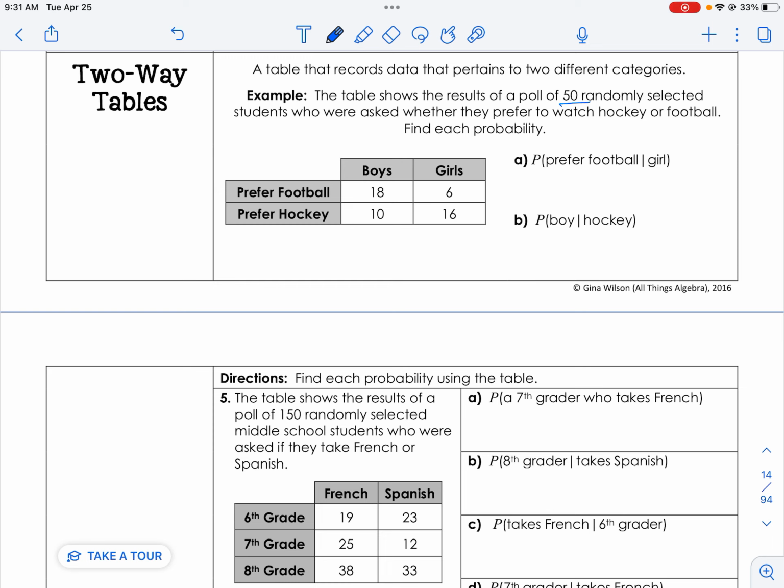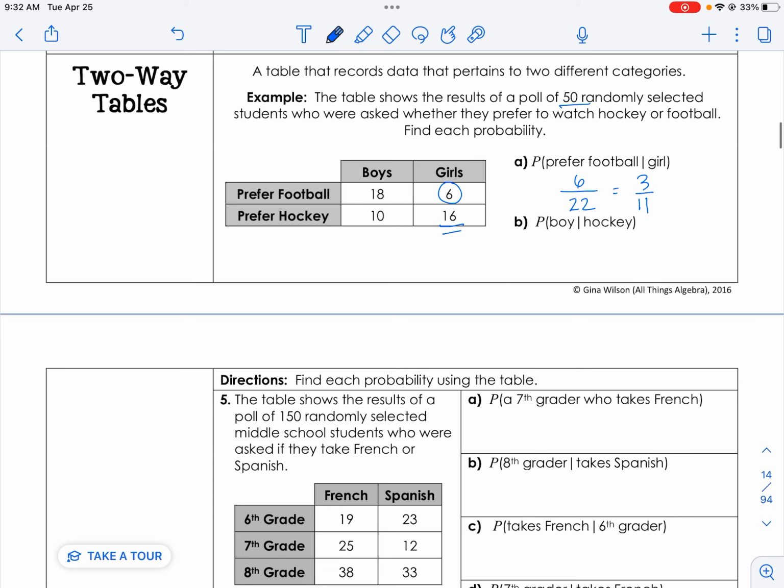So that would look like the probability that she prefers football and is a girl would be 6. So I'm looking at the girl football. That would be 6 out of a total of 22 girls. And that is 3 out of 11 when you reduce it. Now, what's the probability that this person prefers to watch hockey and is a boy? Well, that would be boys who prefer hockey, 10, out of the total number who prefer hockey, which is 26.